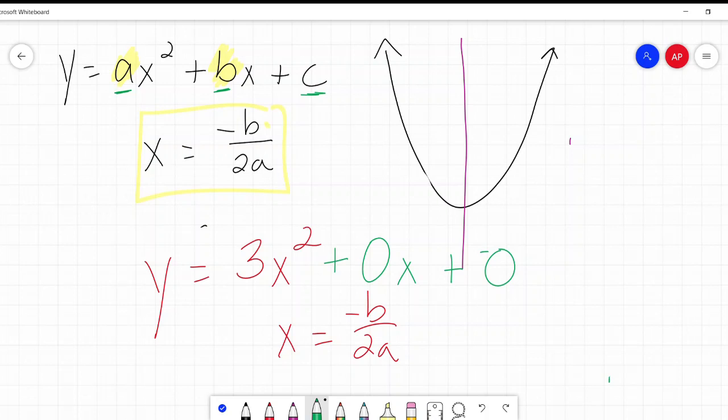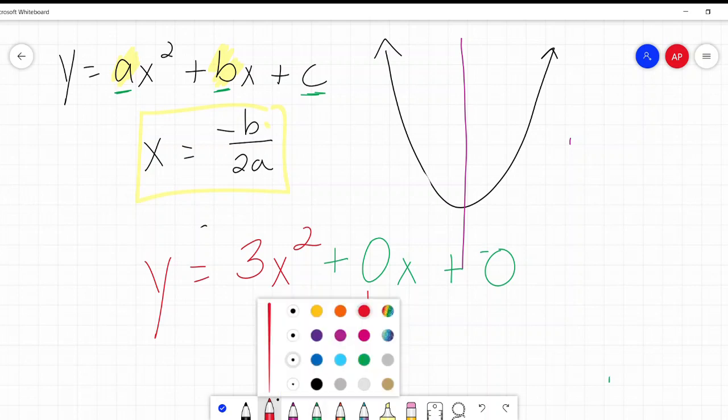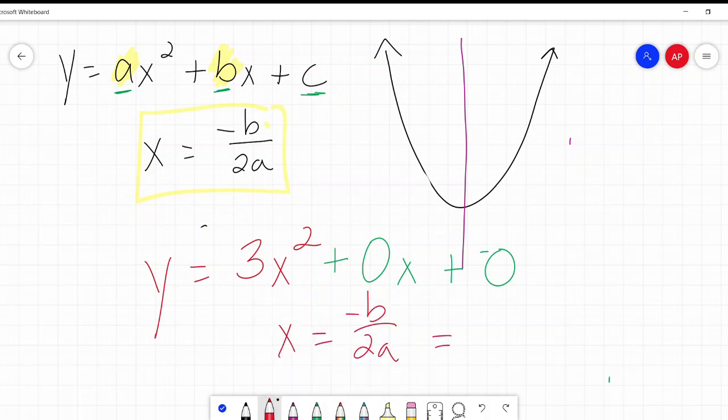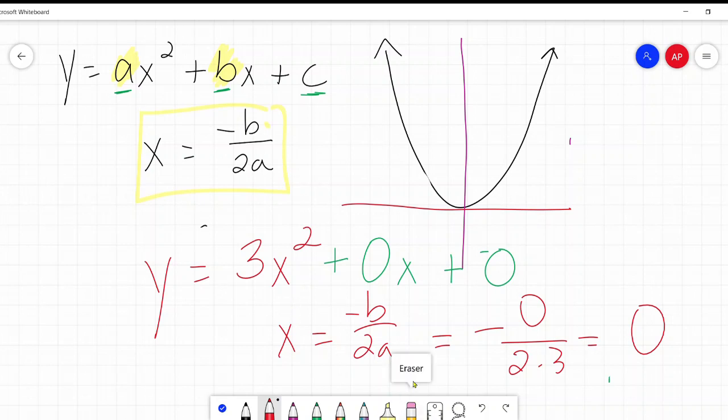So negative b in this case is just going to be, we could say, negative 0. I know that seems silly, but negative 0 over 2 times a, that's 3. 0 over 6, 0. Axis of symmetry is 0. This one is going to be centered right on the y-axis, where x equals 0. Okay, so that's finding your axis of symmetry.